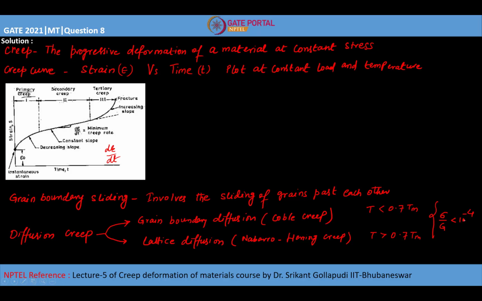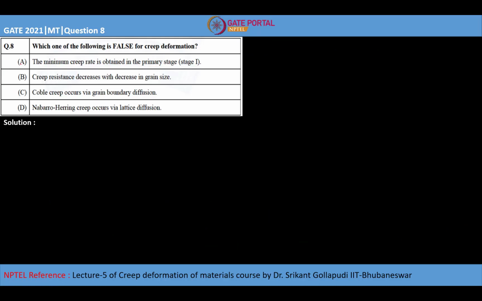Now coming back to the options. Option A, the minimum creep rate is obtained in primary stage or stage 1, is a false statement, because the minimum creep rate is obtained in stage 2, which is basically the secondary stage of creep.